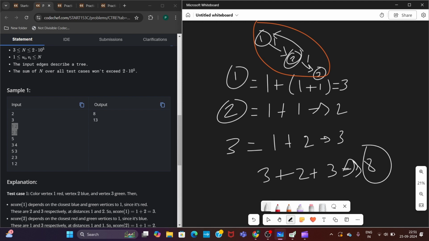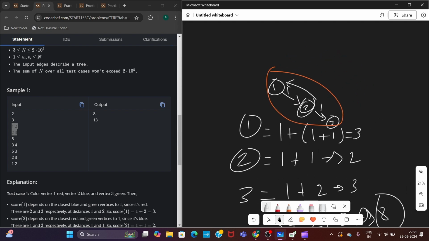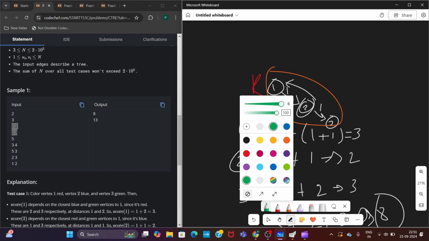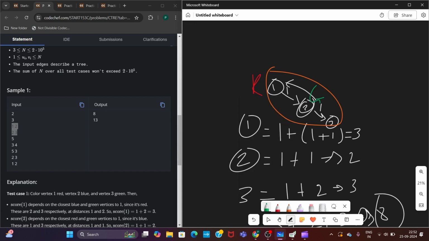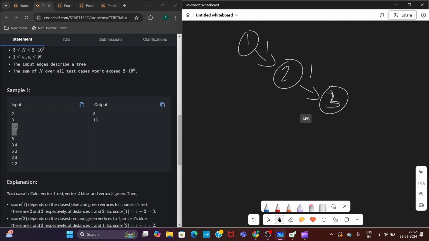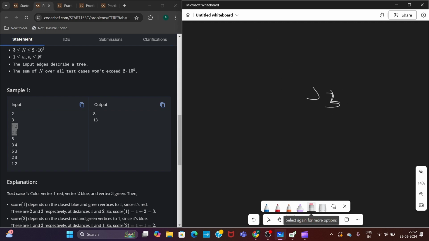Means we have got our answer as 8 over here. But I have not discussed the colors over here. Basically, the colors: for 1 it will be red, for 2 it will be green, and for 3 it will be blue. So in this way we have got three colors on each node. Okay, let's discuss a bit harder example, our second example over here.